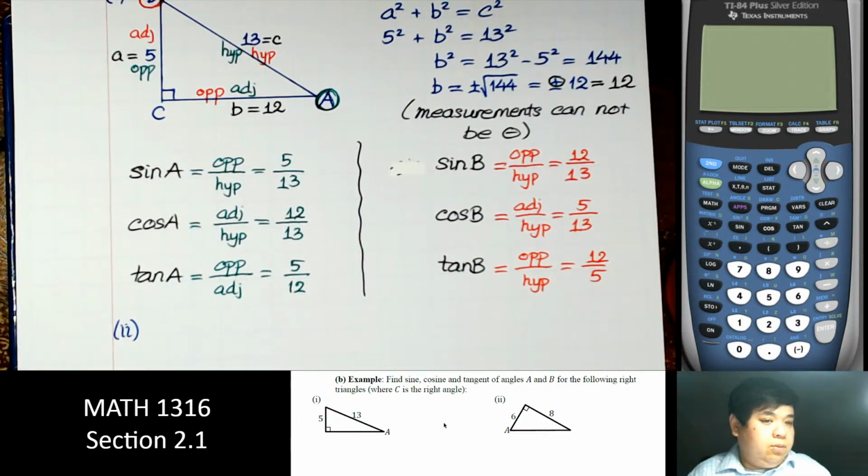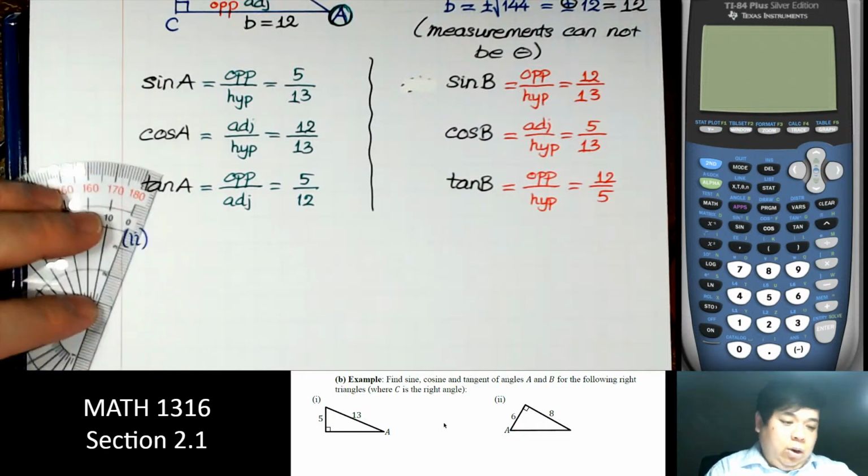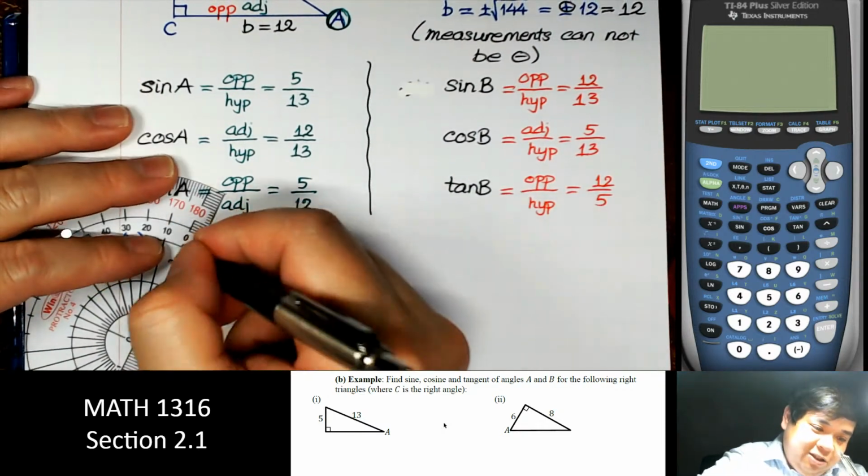Example 2. Now we have another triangle.